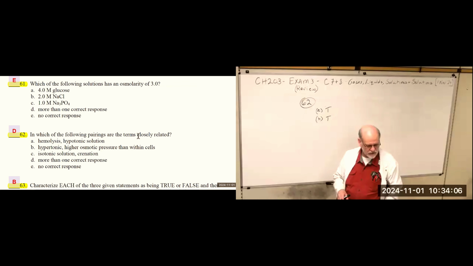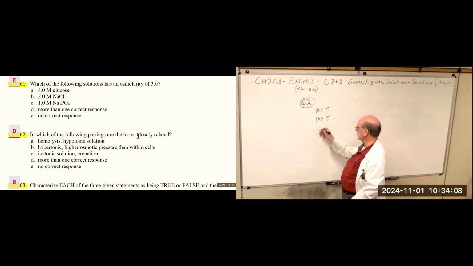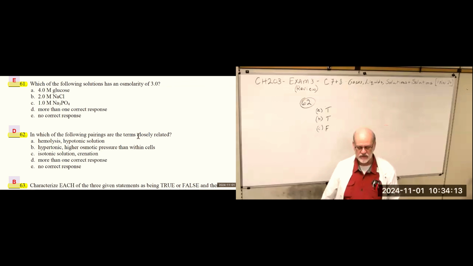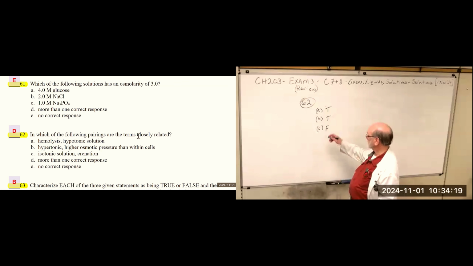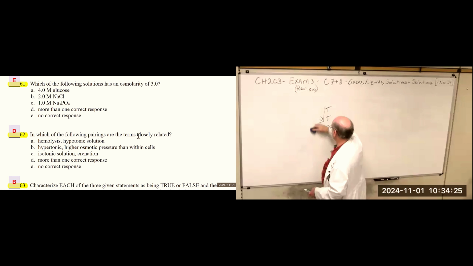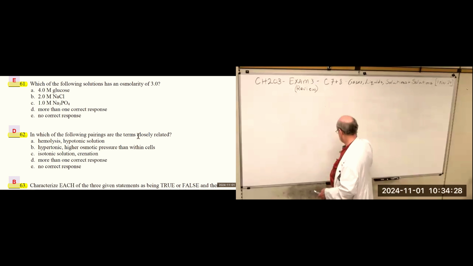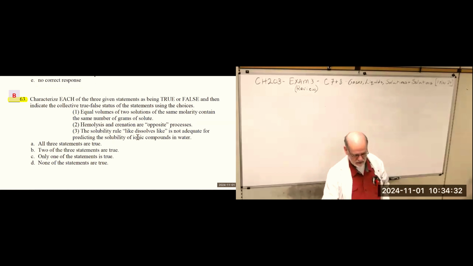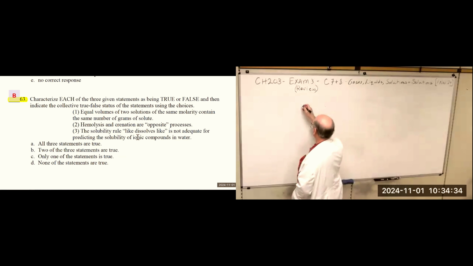C, isotonic solution, crenation. Nope. Those cells are perfectly happy. They're not going to change their shape at all in an isotonic solution. But more than one is correct. Right, these two. All right, 63. Oh, another one of those.